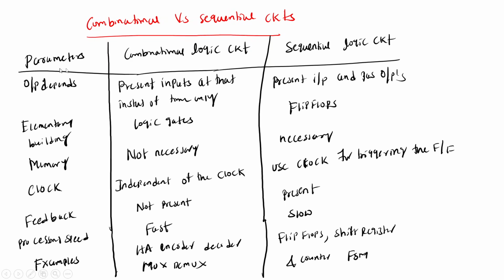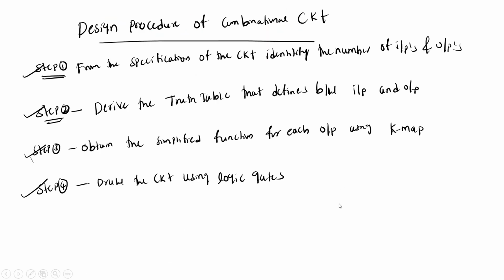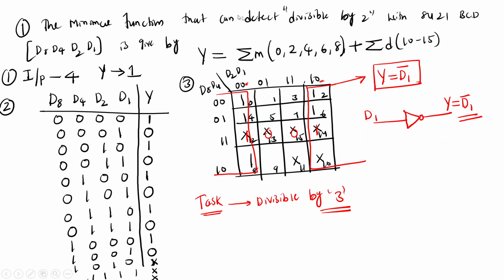So what is the difference between combinational versus sequential? It relates to parameters like output, elementary building block, memory, clock, feedback, processing speed, and examples, which we already saw. We also saw how to design combinational circuits, the steps for designing combinational circuits, and we took one example like divisible by 2. Based on these design steps, first I found the number of inputs and outputs, and I drew the K map. I got the minterms, the standard sum of products, SSOP. From this I drew the K map and got the expression. With the logic expression, I drew the logic circuit.